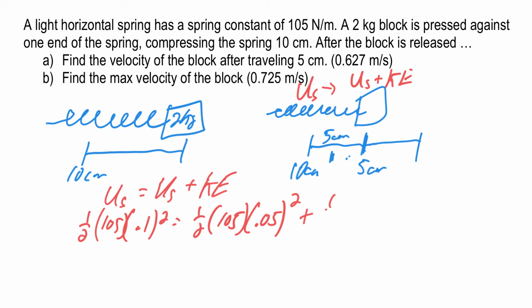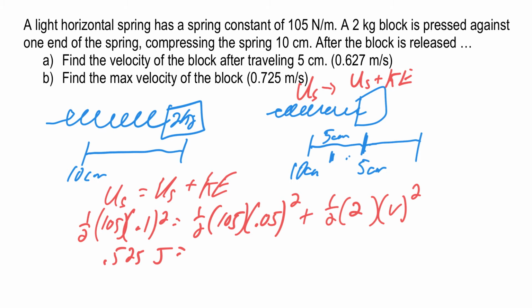And that's because the rest of it gets turned into kinetic energy. So that's going to be 1/2 m v squared. That's what we're looking for. All right, so I think I'll just do this out just so you can see the algebra. So we got 0.5 times 105 times 0.1 squared. That gets me 0.525 joules. That's how much potential energy I started with.